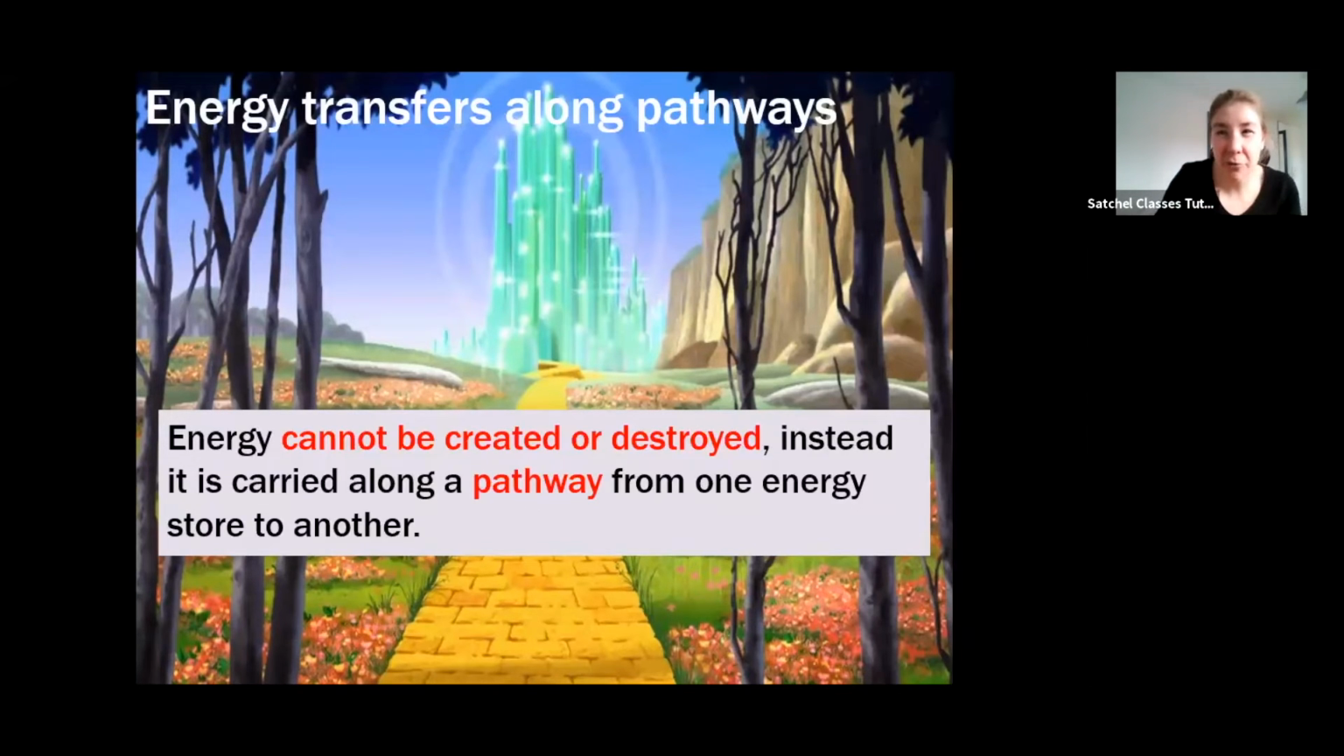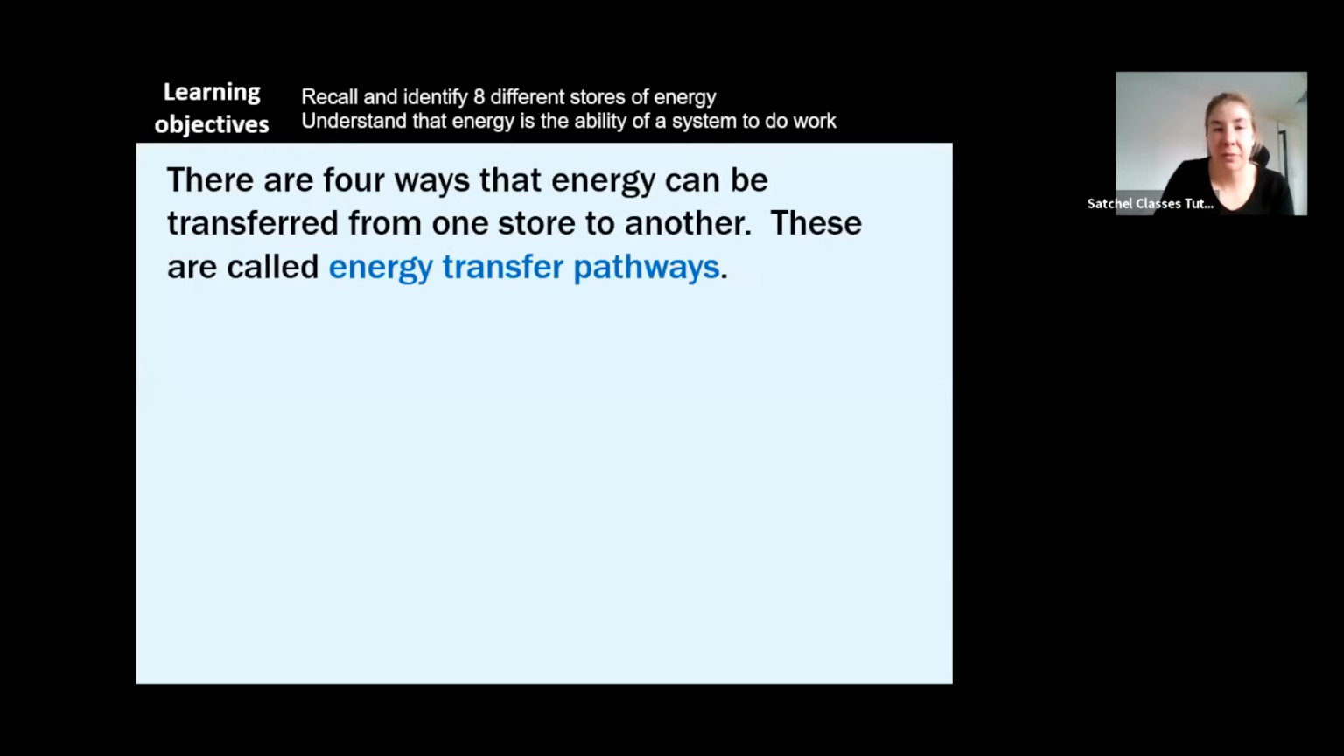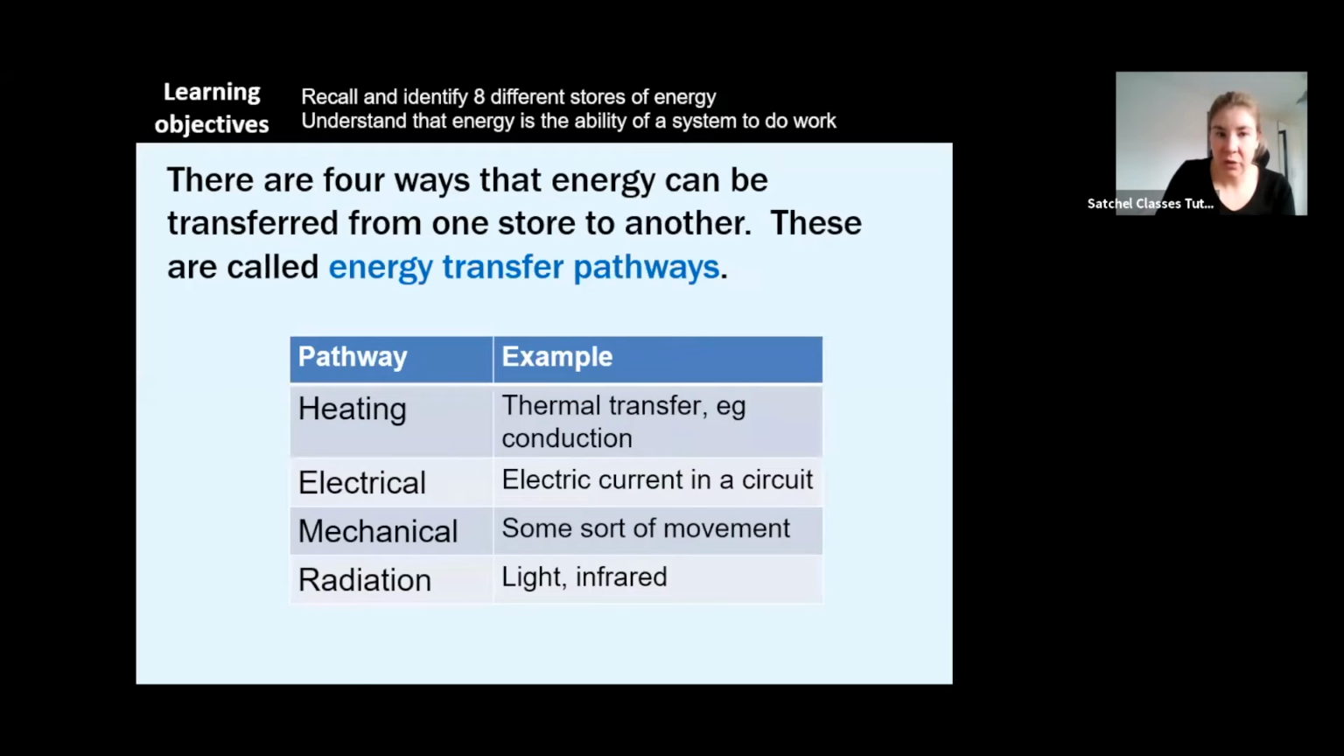Because energy cannot be created or destroyed, it can be transferred from one store to another, as I've just said. So let's look at the 4 different ways that energy can be transferred. There are 4 different ways: heating, electrical, mechanical, or radiation. So energy can go from one store to another via heating, via electrical, like in a current in a wire, mechanical, which essentially is just movement, or radiation.